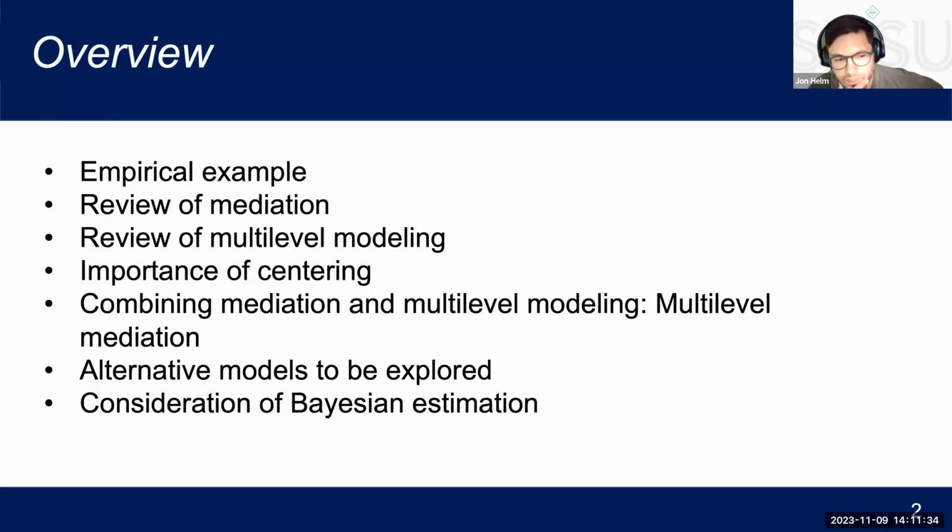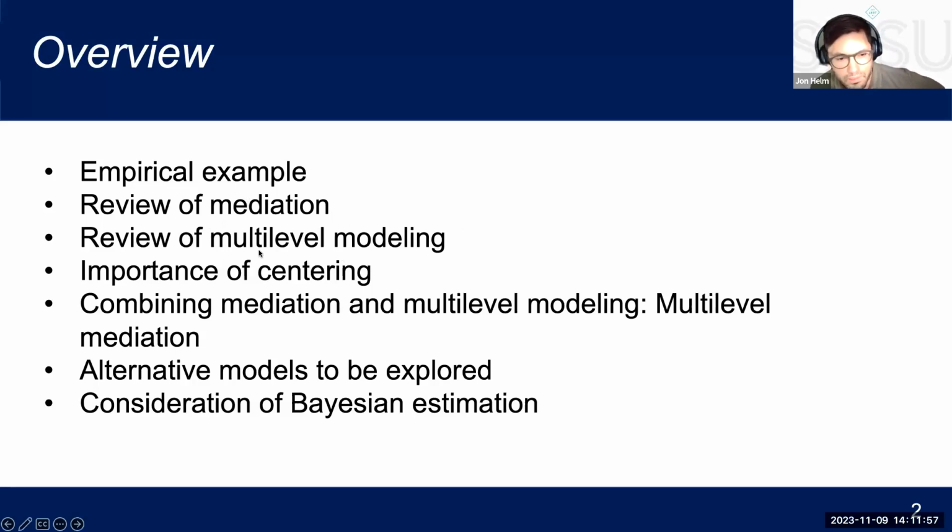I'll introduce an empirical example that we worked with throughout developing this talk. I just used some basic variables that I think are of interest to implementation science researchers, and it will help me highlight the most important features of the examples that I want to talk about. Then I'll briefly review mediation, and I'll briefly review multi-level modeling.